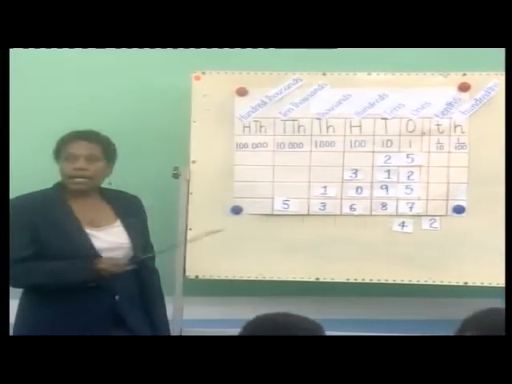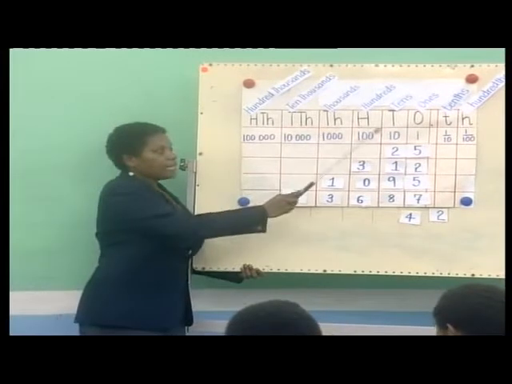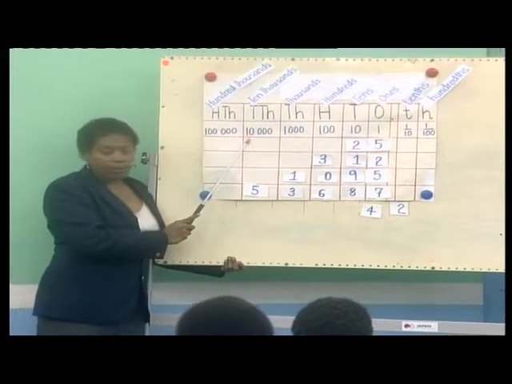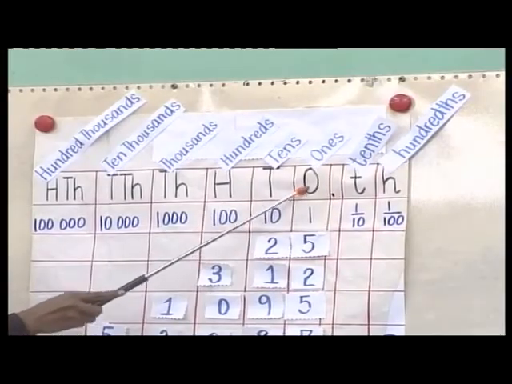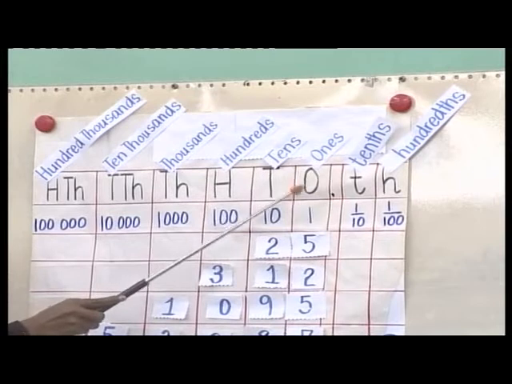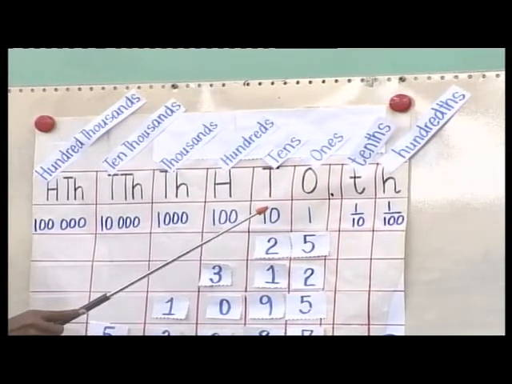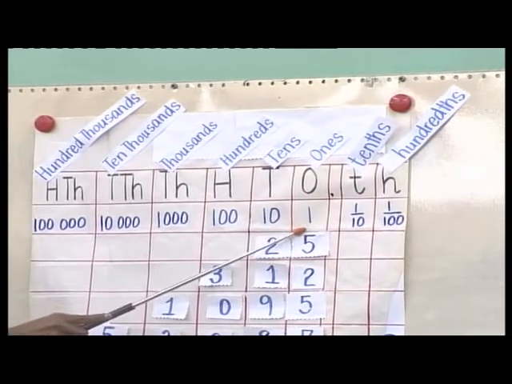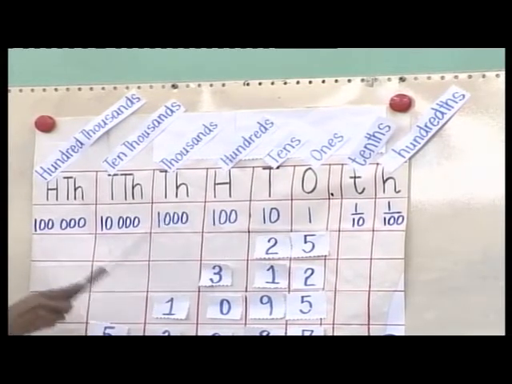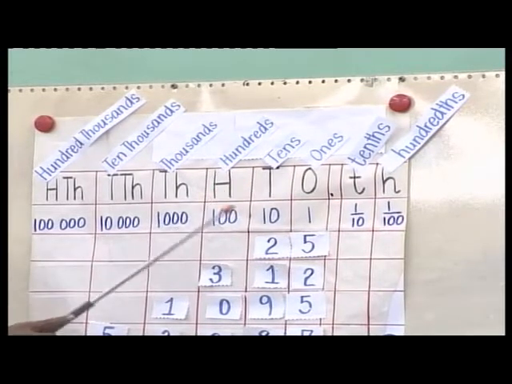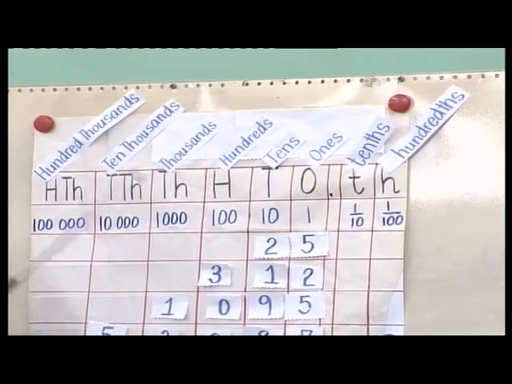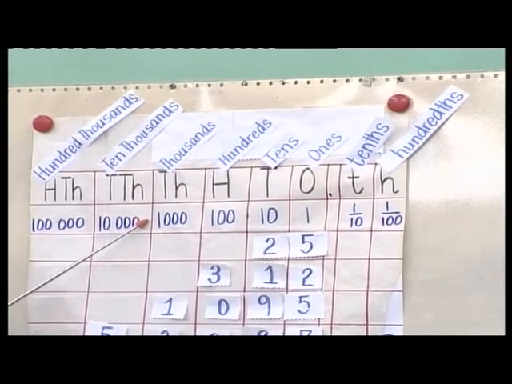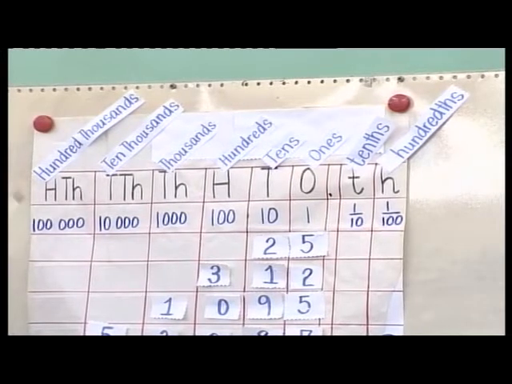All right, class, look here. Don't forget you have the place value, and also its value. For example, let's look at ones. The value of 1 is 1. This is equal to 1. The value of 10 is 10. The value of 100 is 100. 1,000, thousands, 100,000s.